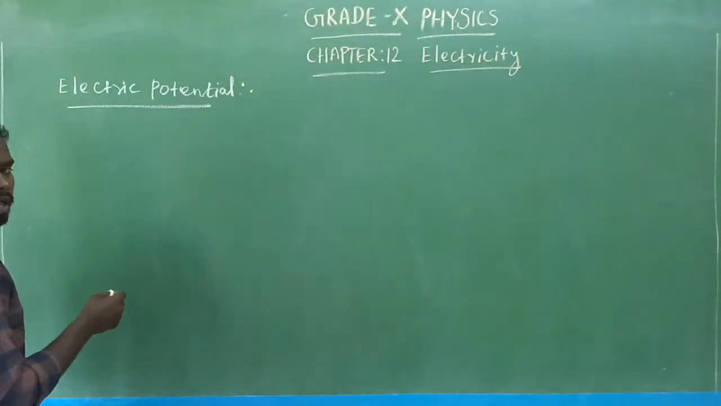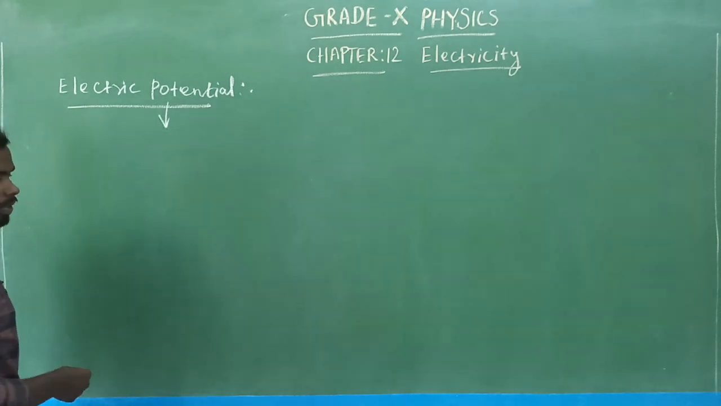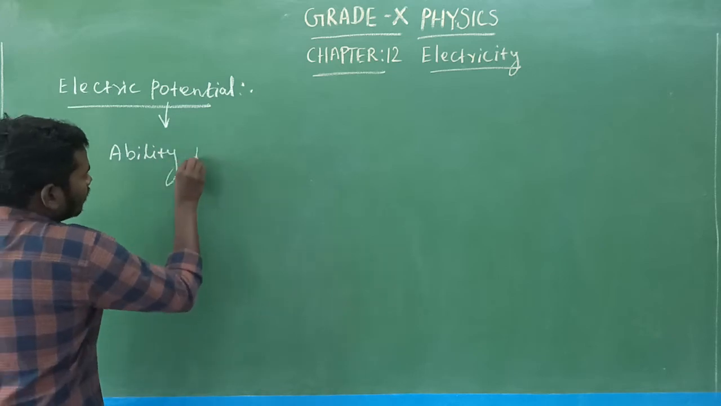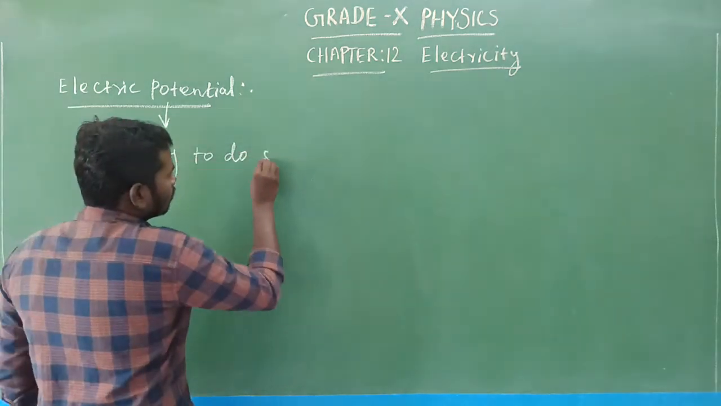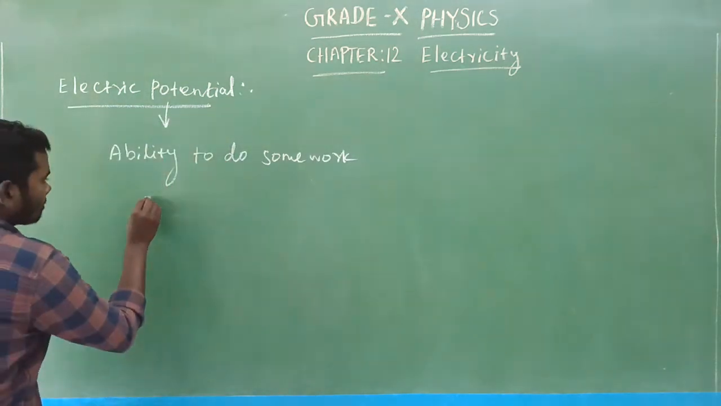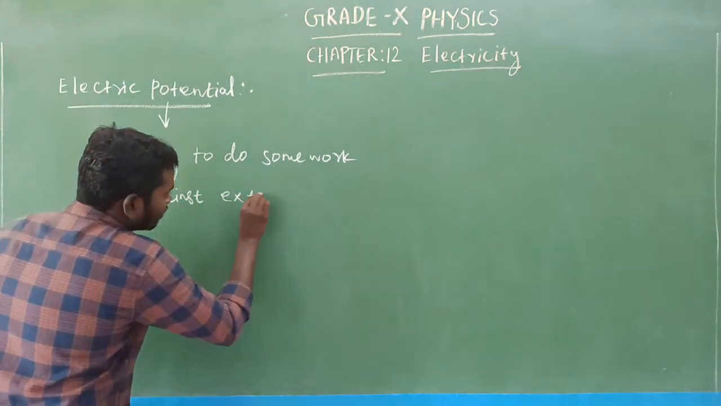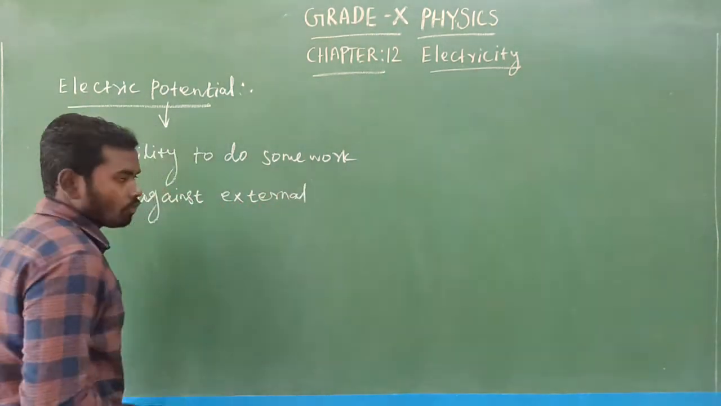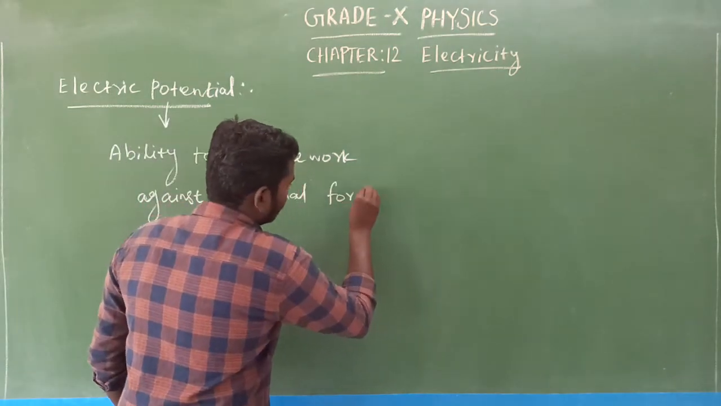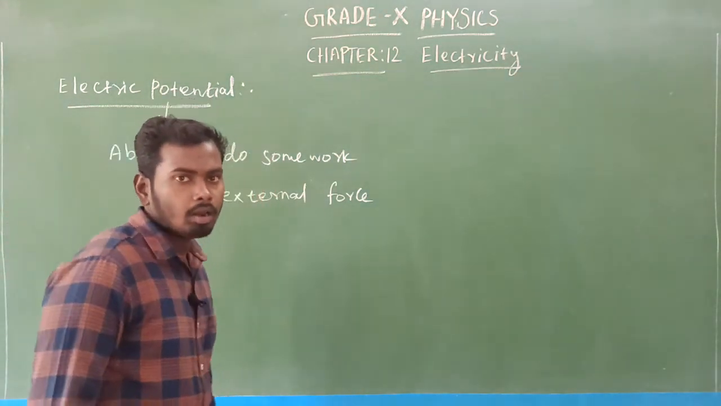Look at here. In the electricity lesson, the word potential means the ability to do some work against an external force or external agency. That is called potential. Okay, look at here.